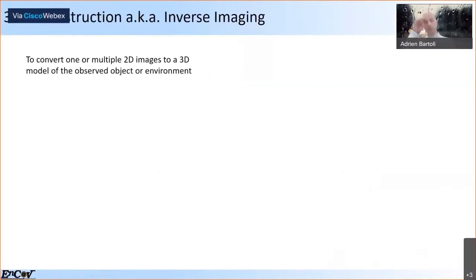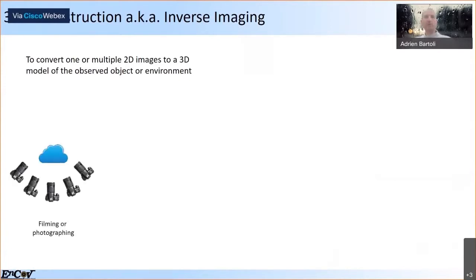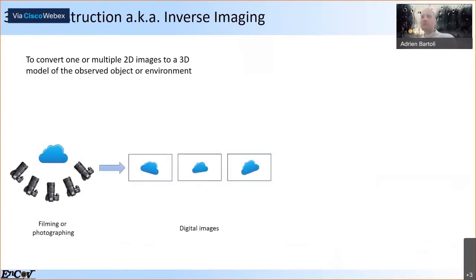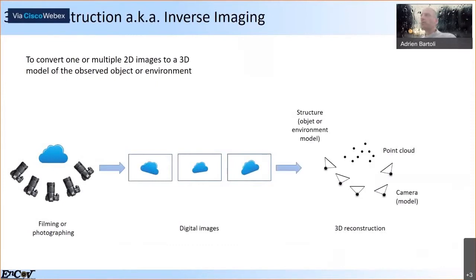So 3D reconstruction, as you know, which is also called inverse imaging, is the task of converting several 2D images to a 3D model of the observed object or environment. With pictures, we have a camera that films or takes photographs of the environment. We can access digital images taken from this camera, and we reconstruct a model of the environment, which can be a point cloud, something very simple, and a model of the camera at the different time instances where it took the different pictures. And of course, this is just a mathematical model.